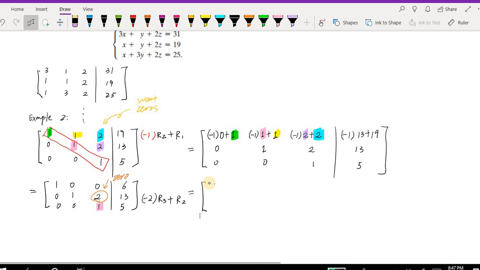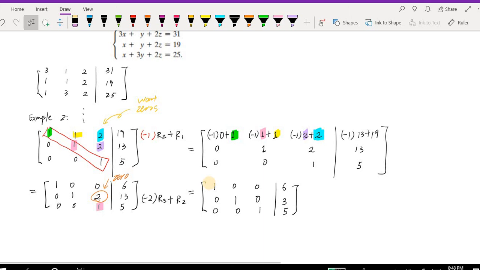So row 1 doesn't change. We're going to have 1 0 0 6. And then row 2, if I use -2 multiply row 3, this is going to just give me 0, right? Because 0 plus 0 is just going to be 0, and then this is the same thing. If I use -2 multiply 0, that will be 0. 0 plus 1 is still 1. And then here, -2 multiply 1 gives you -2 plus 2, that gives you 0. And then this last term, -2 multiply 5, that's -10. -10 plus 13 is a positive 3. So I did that in my head.